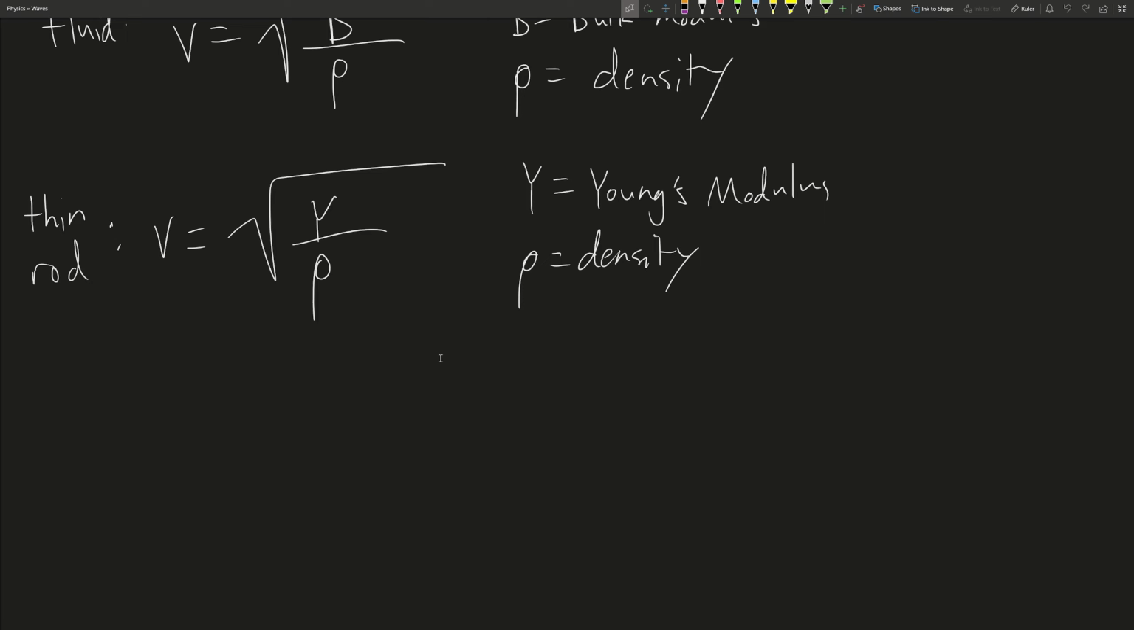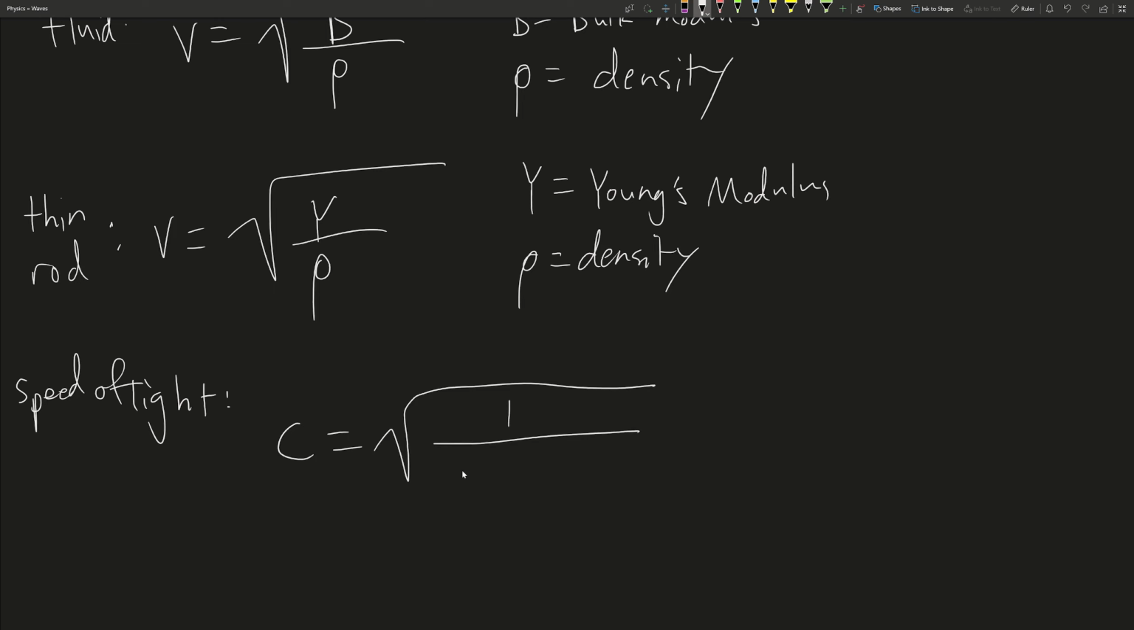And now there's finally one last special case, and that's the speed of light. So the speed of light is c, and c is equal to the square root of 1 over the permeability of free space times the permittivity of free space. These are constants that have to do with electricity and magnetism, and this is the speed of light in a vacuum. If you work this out, this is again equal to roughly 3.00 times 10 to the 8 meters per second.